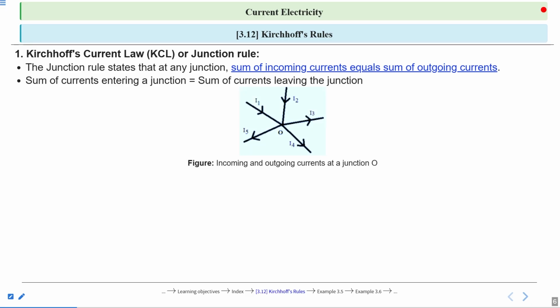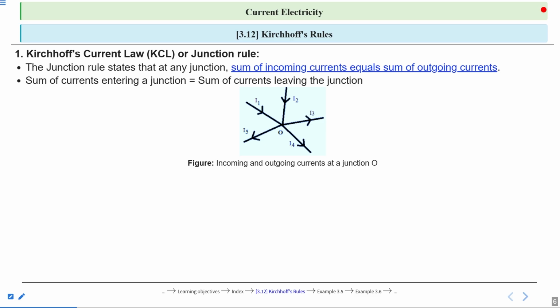This is the diagrammatic representation. There is a junction O, a point where connecting wires are joined from different sections of the circuit. This figure shows incoming and outgoing currents at a junction O. You can see I1 and I2 are coming towards the junction, but currents I3, I4 and I5 are going away from the junction.